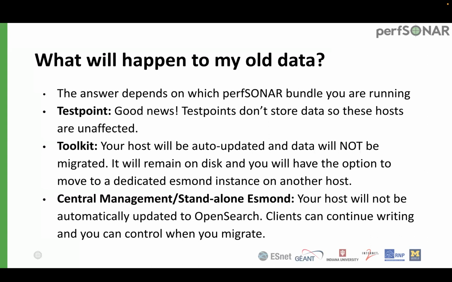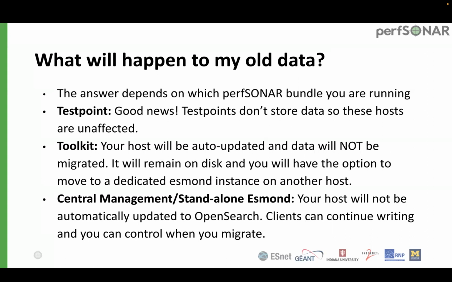Then the second, or I guess third, scenario listed here is if you have a central archive. So maybe you have lots of little test points writing to that. Maybe they're different orgs, maybe they're all in your org. And so you've probably installed that doing a yum install or apt-get install of ESnet, or the perfSONAR central management package if you've installed that. For that, we want to give people a little bit more flexibility when they do the update. So it won't be auto-updated. And the way that works is, you've installed ESnet or perfSONAR central management.